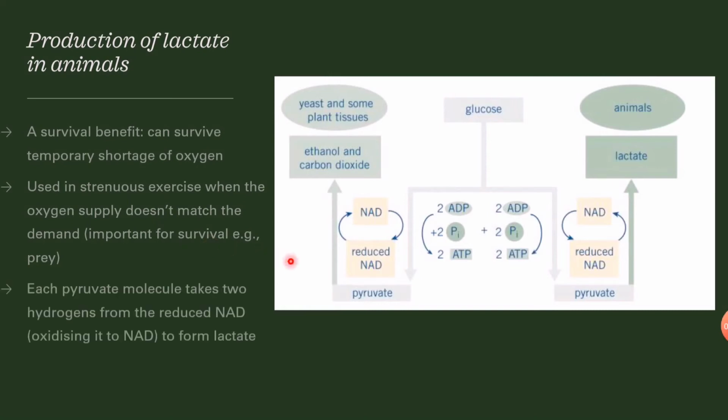As we can see, we have produced 2 pyruvate molecules after our normal glycolysis process of producing ATP and reducing our NAD. The pyruvate molecules that we have produced take 2 hydrogens from our reduced NAD. This oxidizes our reduced NAD back into NAD. And as the pyruvate takes 2 hydrogens, it now forms lactate. So we have taken our pyruvate, taken 2 hydrogens from our reduced NAD to form lactate, and our original NAD is available to further glycolysis.